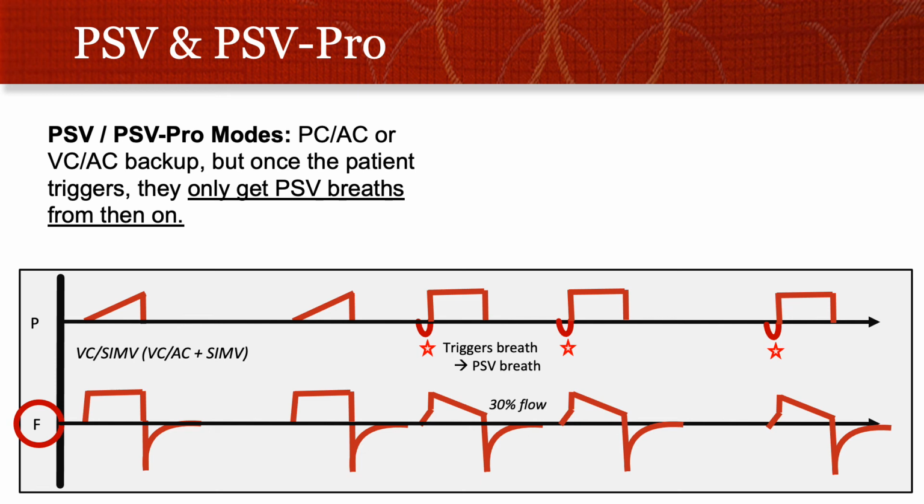Again, the normal flow cycling being at 30, although you can adjust it. And there's normally a set backup rate, so if they become apneic, they'll flip back into PCAC or VCAC. But in the case that they keep breathing, they simply get the pressure support breath that you picked, on and on and on.